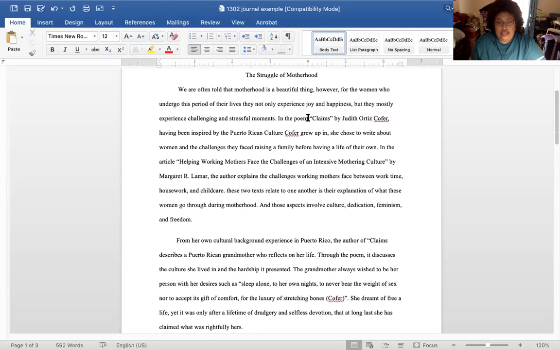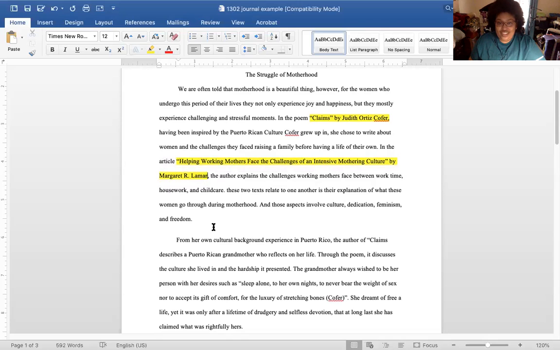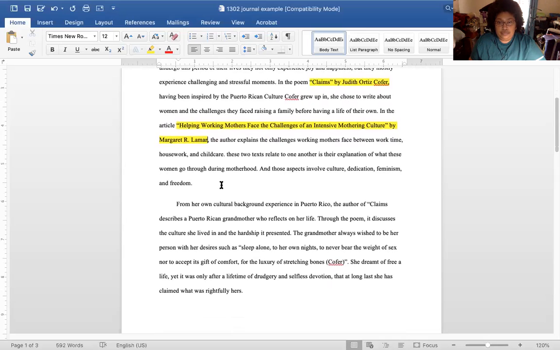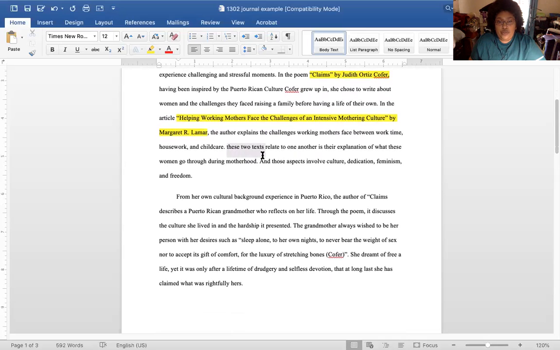I'm gonna point out, and maybe I should highlight, that this particular student told me what poem they're writing about and the name of that author or writer. And they are also telling me the name of the article, the news article, and their author. And I did check this, and this is a news article, so they did really good there, okay? So they told me that, and they also are telling me kind of what their thesis is.